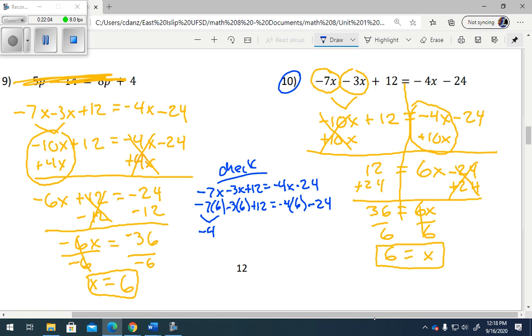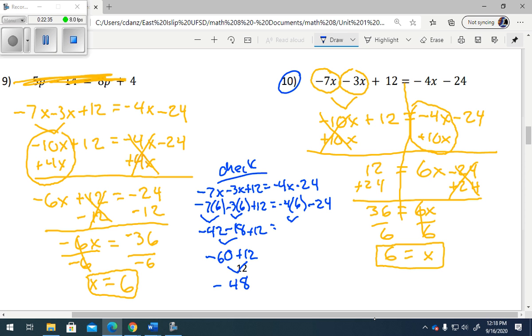This is a negative 42. This makes me write down minus 18 plus 12. I'm going to work from left to right. Negative 42 minus 18 is negative 60. Negative 60 plus 12 is negative 48. I'm hoping the right side turns out to be negative 48.